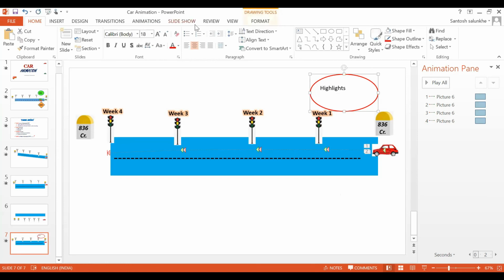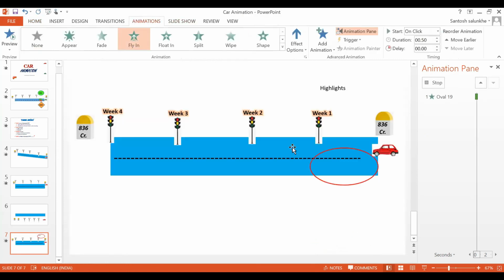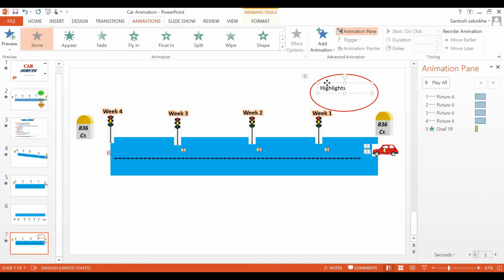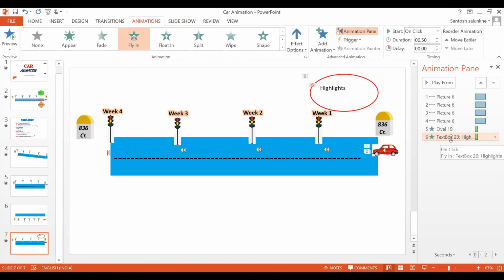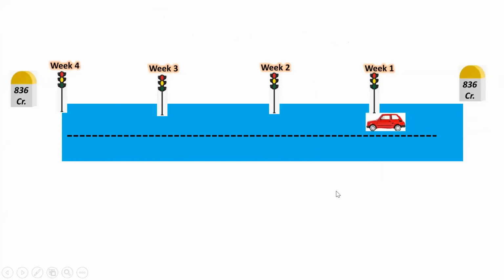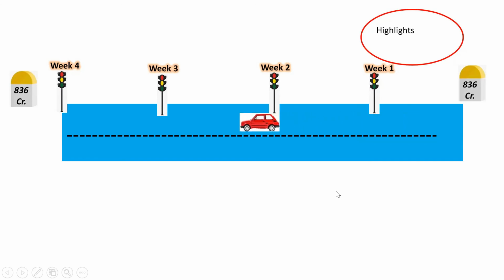Then you can give an effect like animation, fly in. You have to give the effect to this also. Now you want this to come after week one, so drag it to week one. Once that effect is coming, this oval also will come. Now the oval and text both have to come one by one, so start with previous. And we can see the car moving and we got the highlights. Then the car moving to the second, you can again put highlights. Then week 3 and week 4.